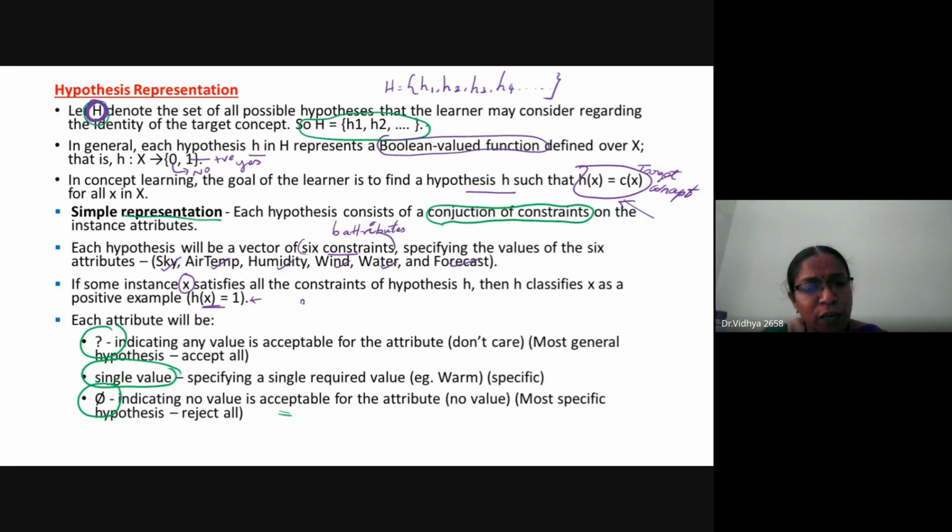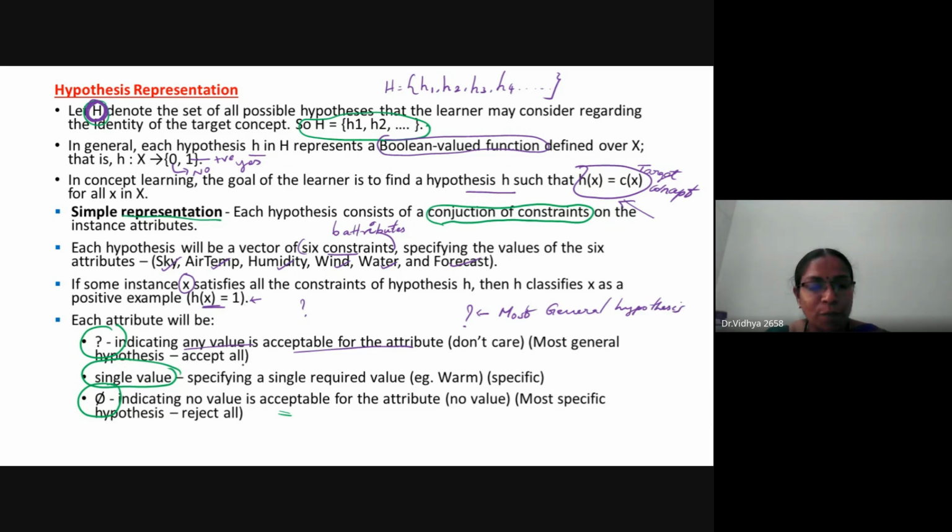Then we have seen the question mark over there, right? So what is this question mark? The question mark indicates that any value is acceptable for the attribute. It will not care about the specificity of the attribute. Please remember, the question mark is the most general hypothesis, which is suitable for the maximum possible instances. So the most general hypothesis is denoted by the question mark.